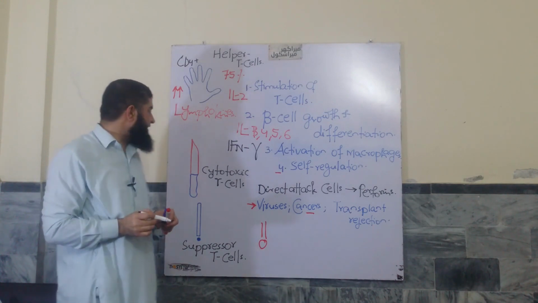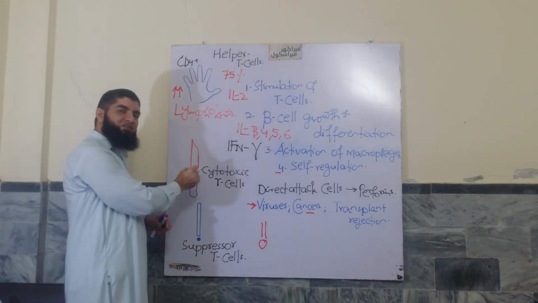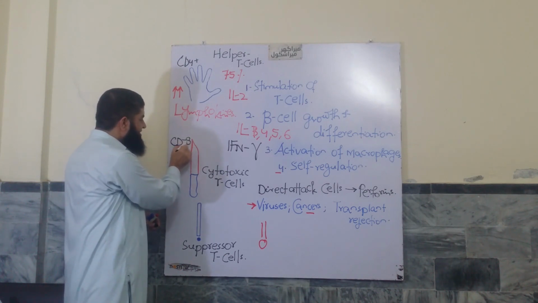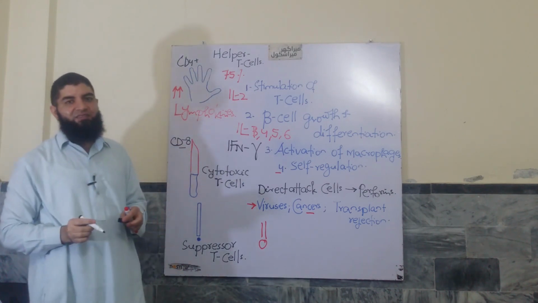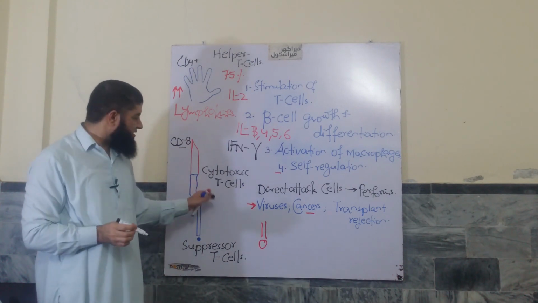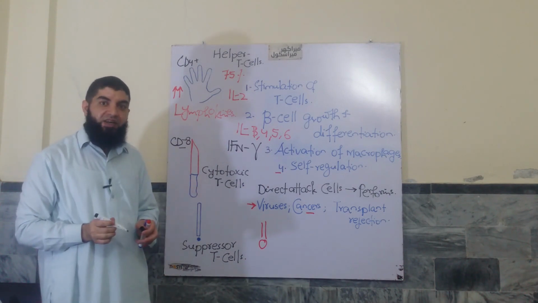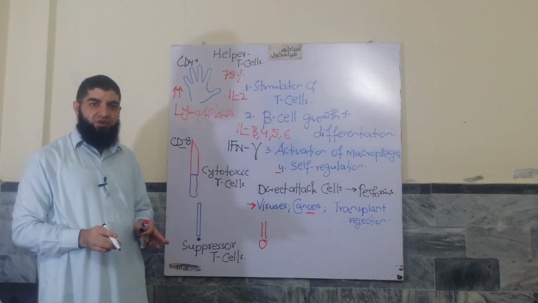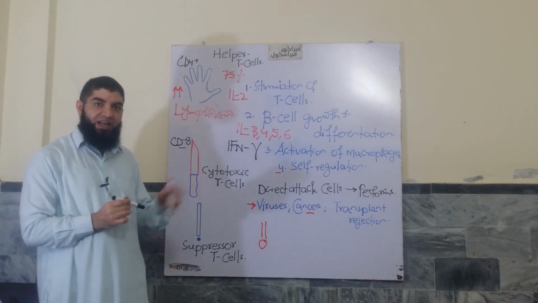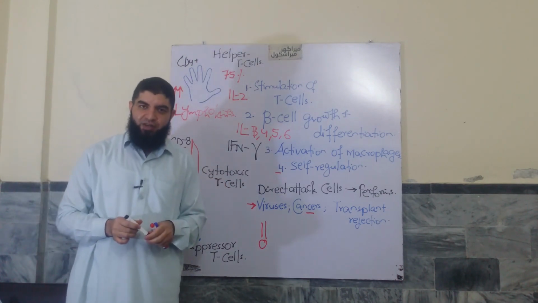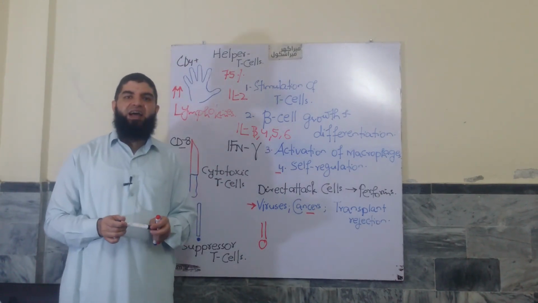Similarly, the cytotoxic T cells have surface markers we call CD8. So whenever they tell you about CD8 positive cells, they mean cytotoxic T cells. But I must mention here that there is significant overlap. There are helper T cells with CD8 expression. So this is all about the T cells.